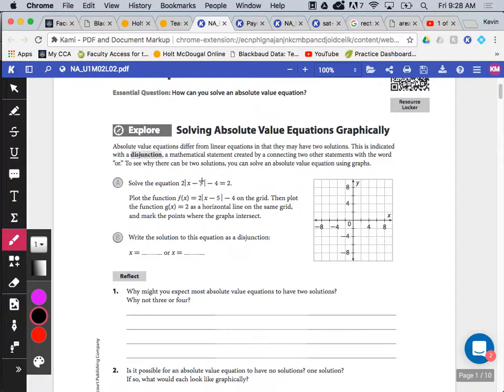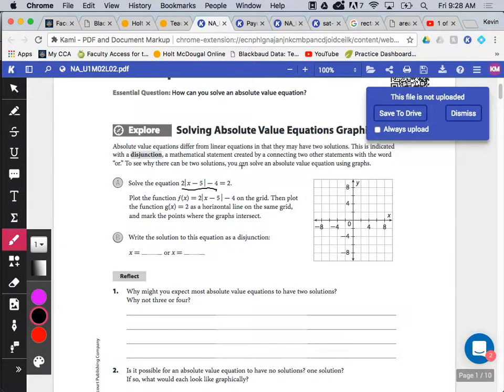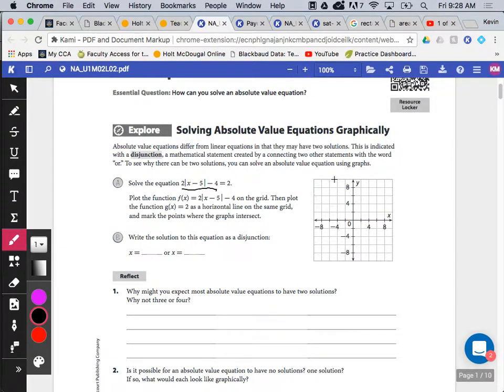First off, what do you notice about this? What form is that in? Standard form, right? I didn't use that vocabulary too much, but that's standard form of an absolute value function, which is f of x equals a times the absolute value of x minus h plus k. Okay? So we know here that the vertex is at 5, negative 4. And so this first bit is solving absolute value equations graphically.